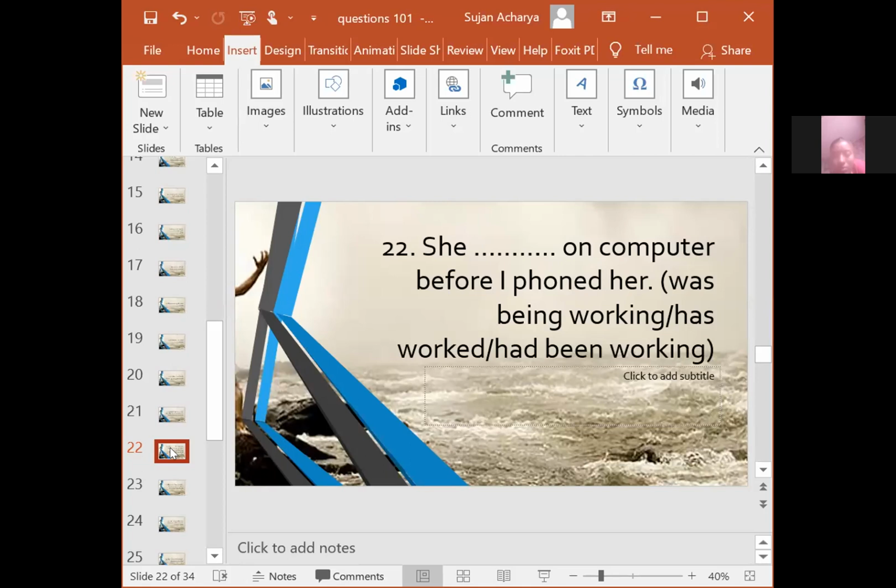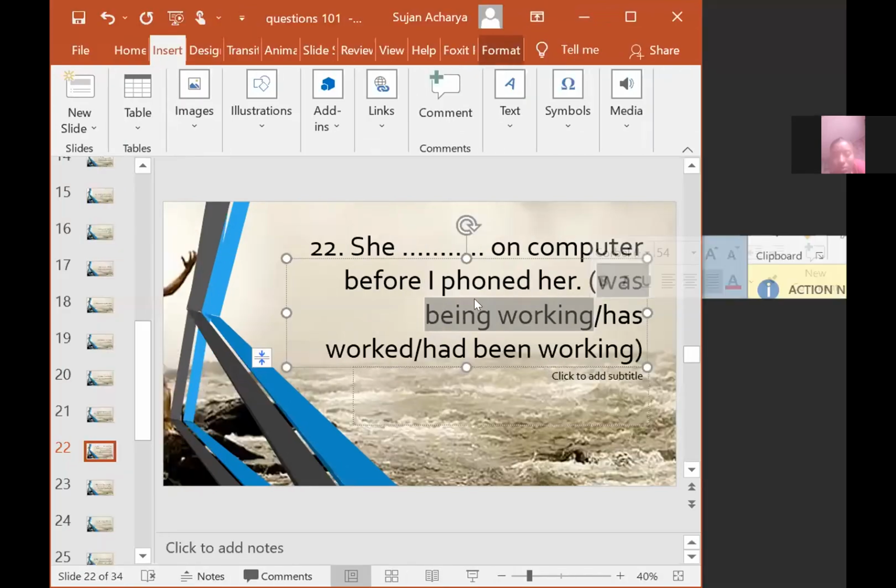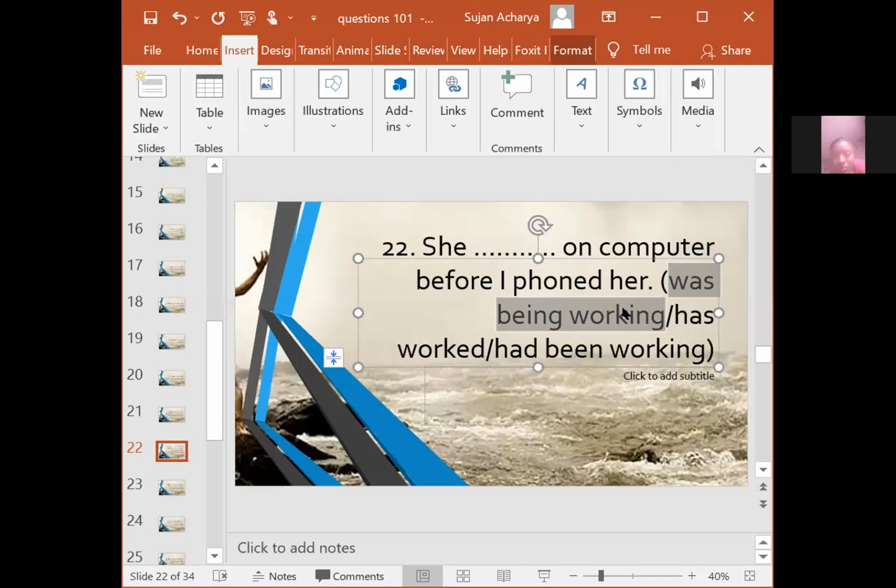Was being working does not fit. The sentence is not in passive form, because this verb is in simple past, phoned is in simple past. Has worked does not fit either. The only option left is had been working.